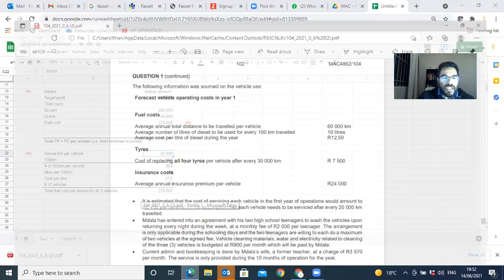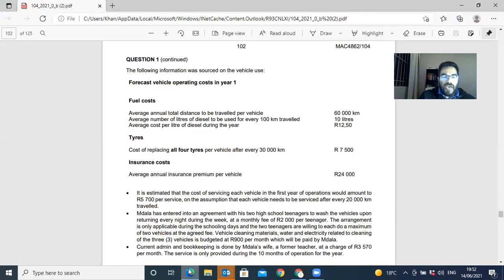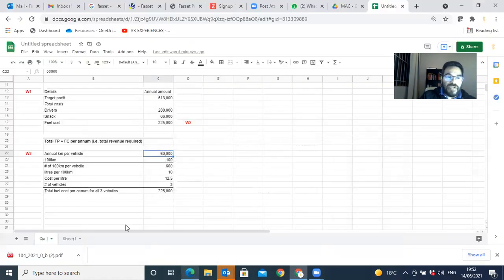Okay, so we dealt with fuel costs. Now we're going to deal with tires, then we'll deal with insurance. So the tires is the cost of replacing all 4 tires per vehicle. Okay, so all 4 tires per vehicle. Now remember tires.